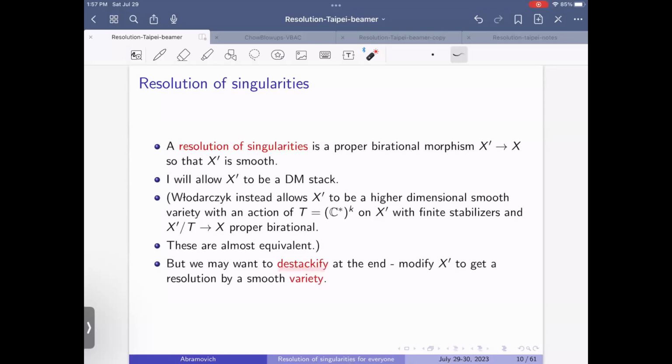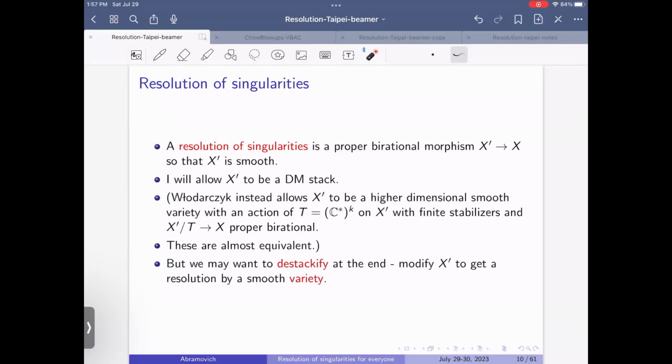At the end, you may want to have a smooth variety, and the process for doing that I put under the general name of destackification. So you take a smooth stack, you do some stack theoretic operations so that the coarse moduli space becomes a smooth variety. I will just say what the process is about. I will not give you a complete description of it, but it's a well-known process. It's combinatorial. It's not so hard to understand.